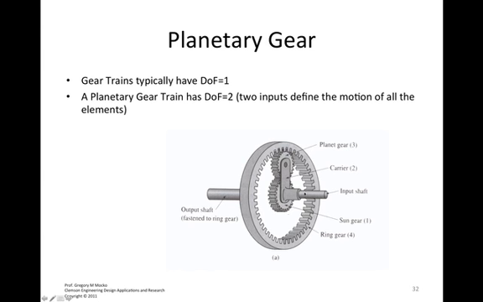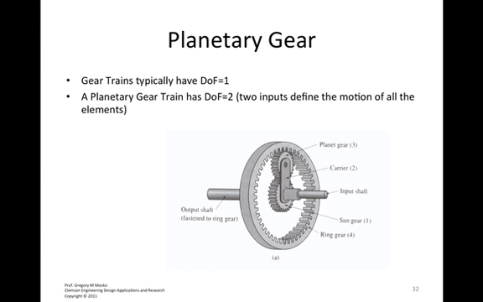The input shaft is connected to this sun gear, in this case gear 1. The input shaft and this carrier are not connected. So the omega of the input shaft does not necessarily equal the omega of the carrier. This carrier is pinned to these planets, and this planet is meshing with the sun gear. And finally, these planets are interacting with this ring gear, and this output shaft is connected to the ring gear.